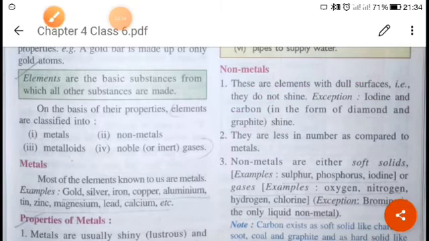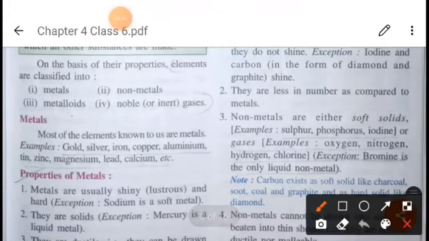Next, they are less in number as compared to metals. As we know, we have a large amount of metals, but non-metals are very few. Non-metals are either soft solids or gases. Soft solids means sulfur, phosphorus and iodine. When we talk about the gases, they will be oxygen, nitrogen, hydrogen, chlorine. These are in the form of a gas. And bromine is the only liquid non-metal.